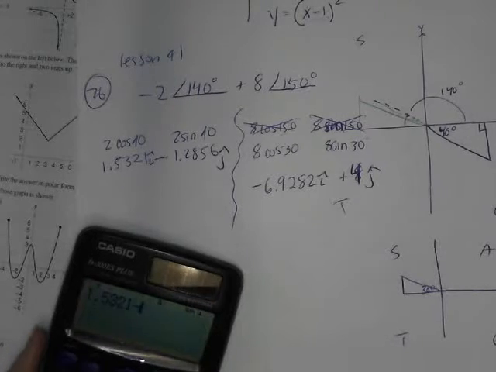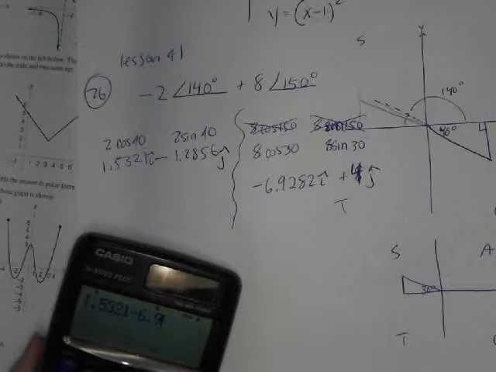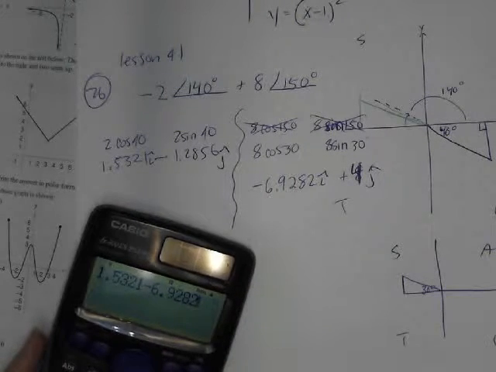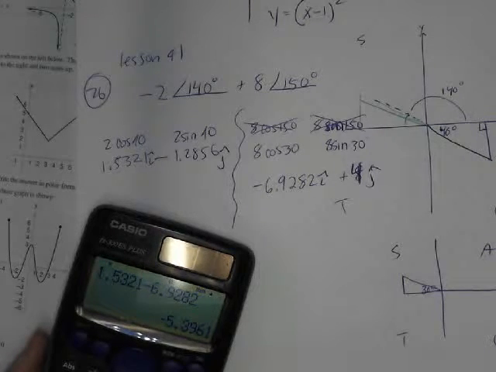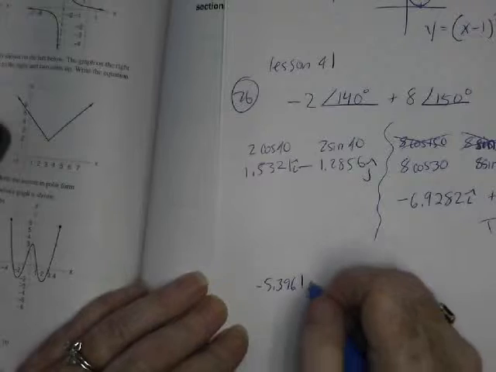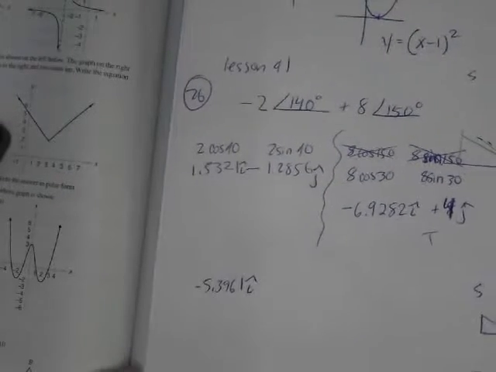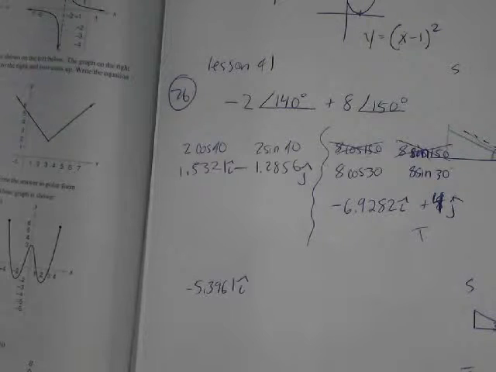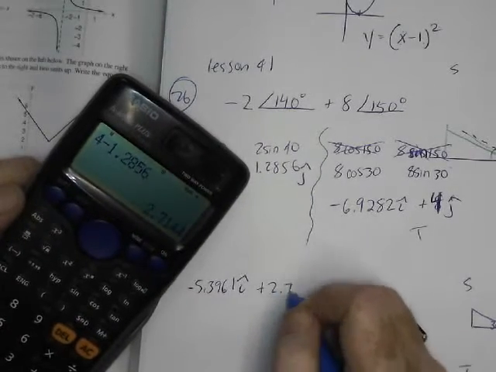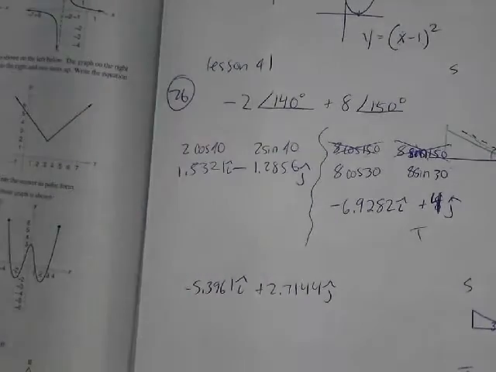Okay, minus 6.9282. Wow, now I'm just pushing all the buttons on my calculator. And I got negative 5.3961 I hat. And then I got that plus that, minus 1.2856. And I got 2.7144. Did anyone else get something sort of like that?